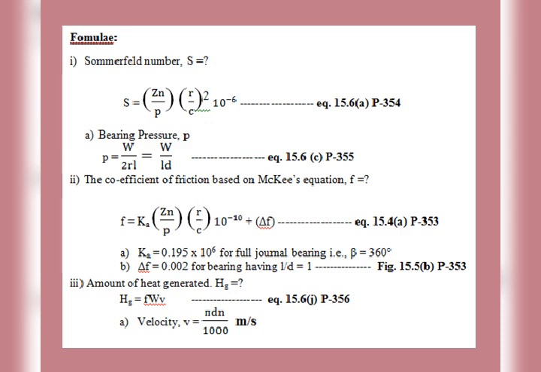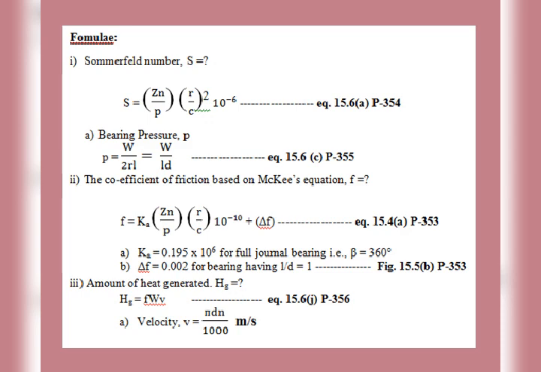Second unknown, as per the problem here what he has given, the coefficient of friction based on Mekies equation f we need to find. f is equal to K suffix A Zn by P into R by C into 10 raised to minus 10 plus delta f in equation number 15.4a, page number 353.